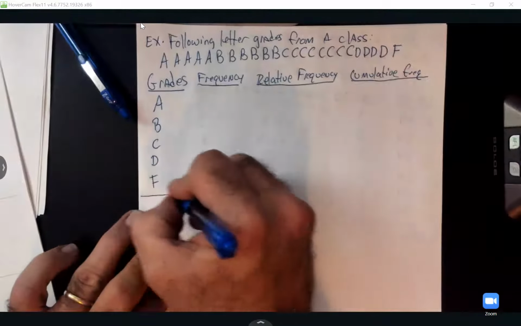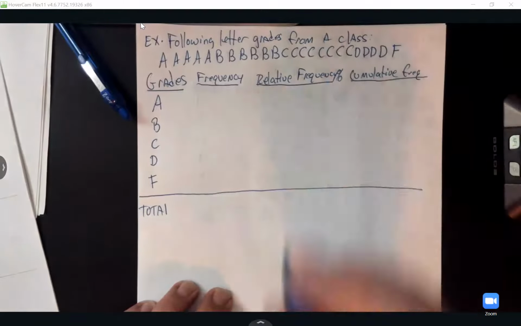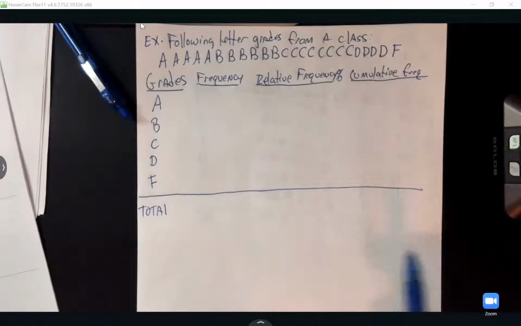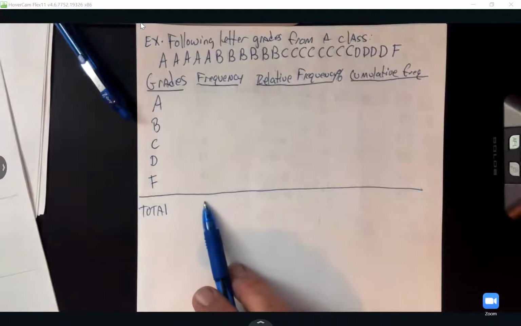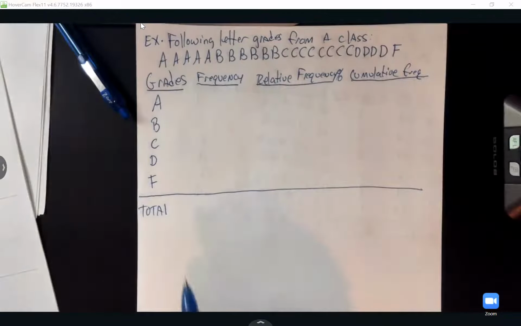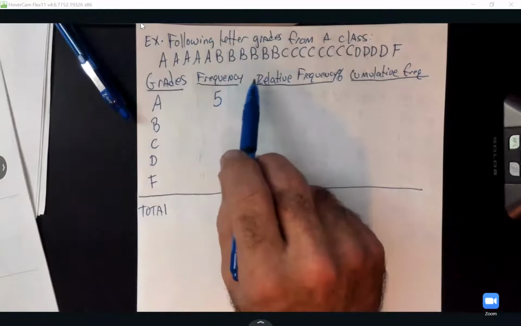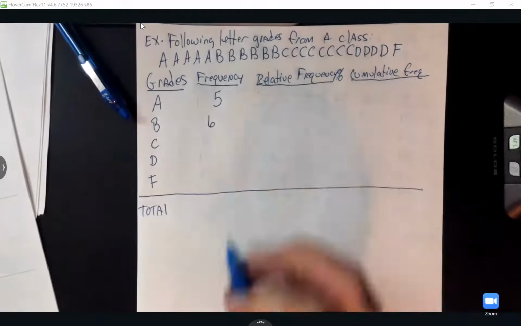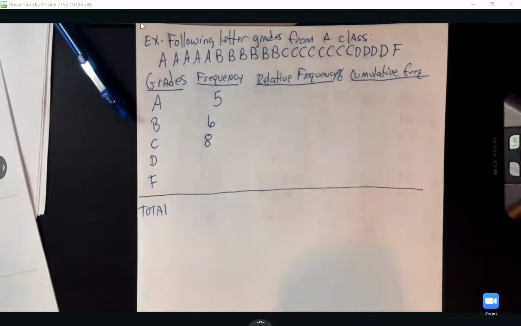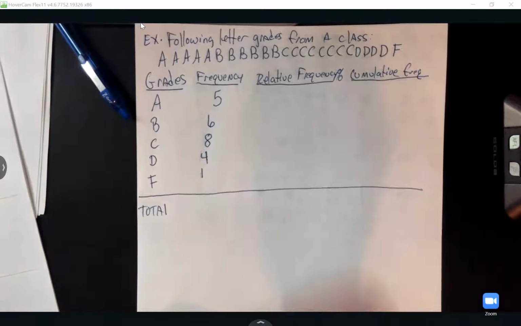Okay, down here, we're going to put our totals. Now remember, since we're doing these as a percent this time, we're doing relative frequency as a percent. Those have to add up to 100% when we're done. And then my cumulative frequency has to add to my total frequency. All right, y'all, so let's start filling it in. We said we had how many A's? I had 1, 2, 3, 4, 5 A's. B's, I had 1, 2, 3, 4, 5, 6 B's. C's, we had 1, 2, 3, 4, 5, 6, 7, 8 C's. D's, I had 4. And then 1 F.